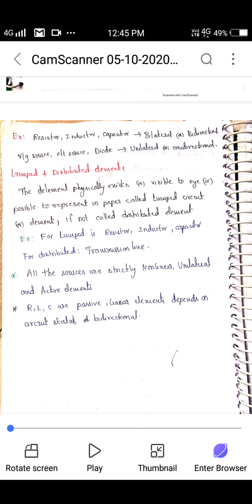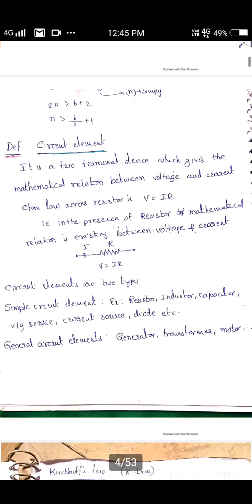That's why Kirchhoff's laws are applicable only for lumped circuit elements. Kirchhoff's laws fail for distributed elements. So to analyze distributed elements, we use Maxwell's equations. So what are circuit elements? I gave the definition. A circuit element is a two-terminal device which gives the mathematical relation between voltage and current.